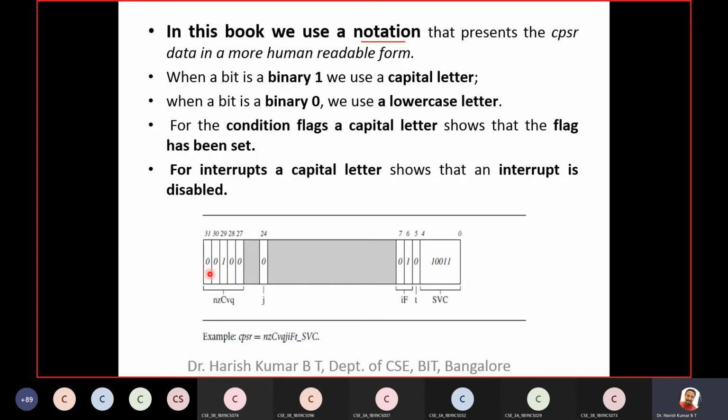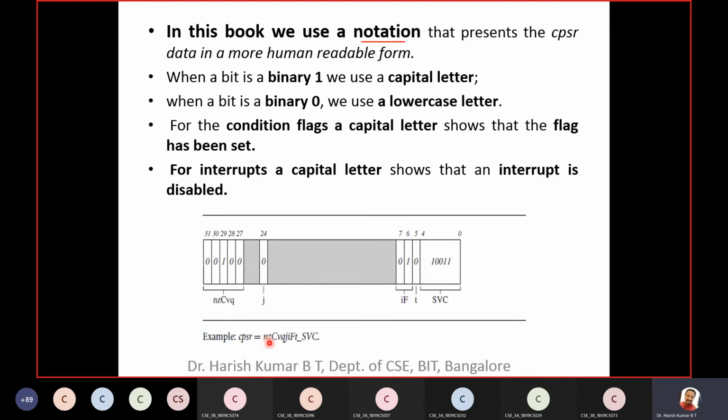See, this is 0. Negative flag it is. I'm writing it in lowercase. And this is again 0. Zero flag. I'm writing it in lowercase. And the carry flag is 1. I'm writing it in uppercase. And overflow flag is 0. And Q, saturation flag, is also 0 in lowercase. And the Thumb state is 0. So this is how I write it.